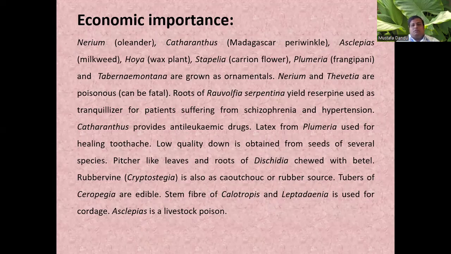The latex from Plumeria is used for healing toothache. Low quality down is obtained from the seeds of several species. Leaves and roots of Decalepis chewed with betel also prevent toothache. Rubber vine is a source of rubber. Tubers of plants like Ceropegia are edible and mostly used in India. Stem fibers of Calotropis are used as cordage. Asclepias is a livestock poison.